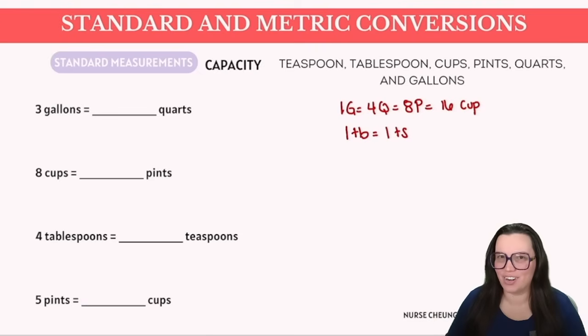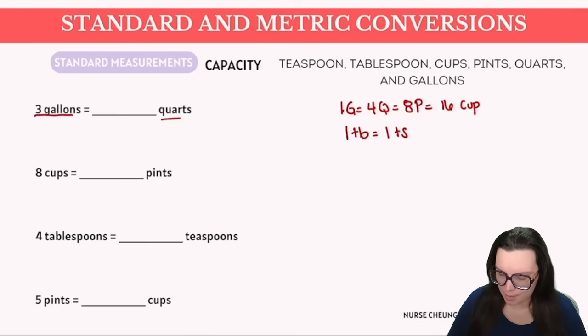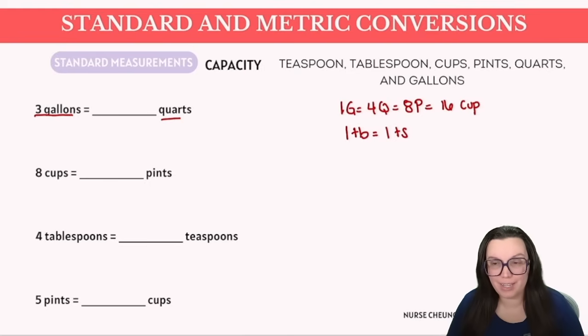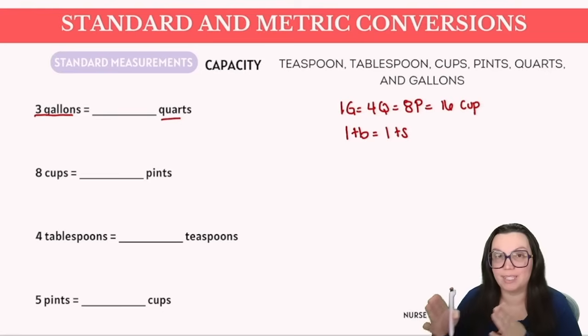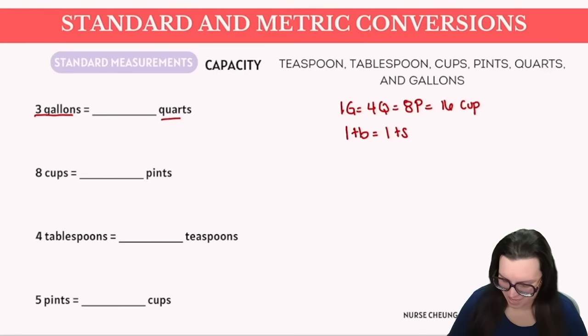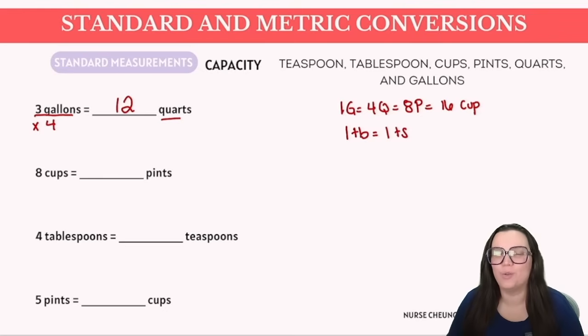All right, let's start our conversions. So as we know, our first question says 3 gallons to how many quarts? So we know that 1 gallon is equal to 4 quarts. So we're going from a larger number to a smaller number. We're going to multiply. So we're going to multiply our 3 gallons by 4, and that is going to give us our correct answer of 12 quarts.